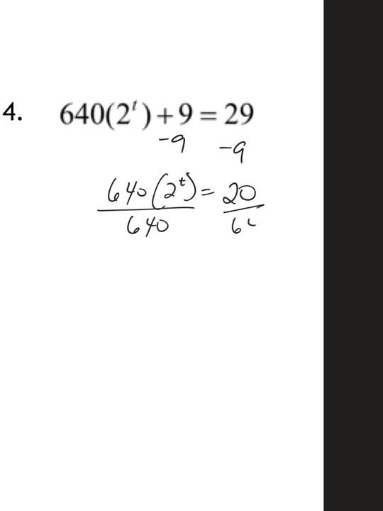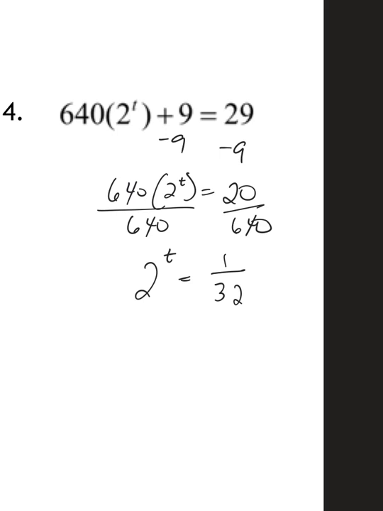Go ahead and try this one real quick. Pause it while you try it, and then come back. I'm going to start by subtracting 9 from both sides. And then I'm going to divide both sides by 640. I could put this in a calculator, but what I'm actually going to do is simplify as much as possible. I know that 20 goes into itself once. It goes into 640 32 times. Yeah, 20 times 32.